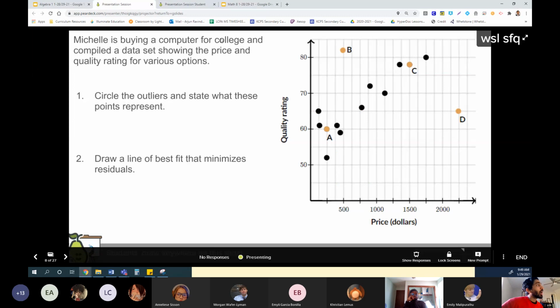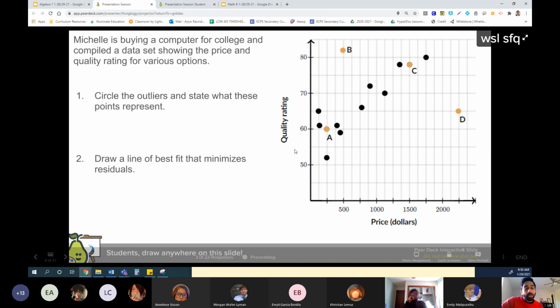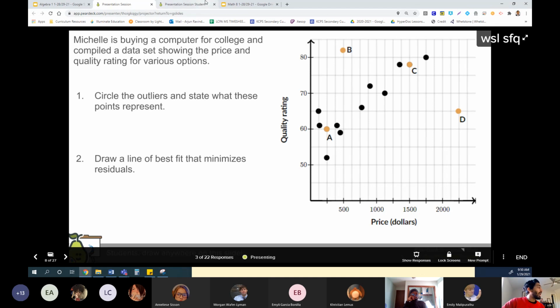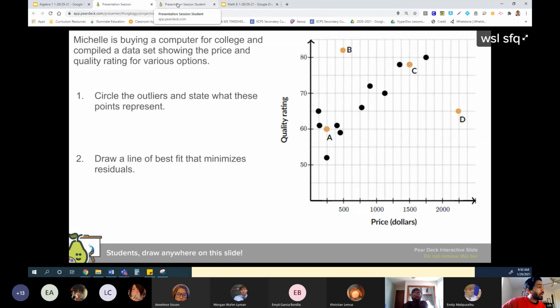Michelle is buying a computer for college and compiled a data set showing the price and quality rating for various options. So on her x-axis, you can see Michelle made a price axis, and on the y-axis, a quality ratings axis. Circle the outliers and state what these points represent. Draw a line of best fit that minimizes residuals. And then finally, which laptop, if you were Michelle, what should she choose?